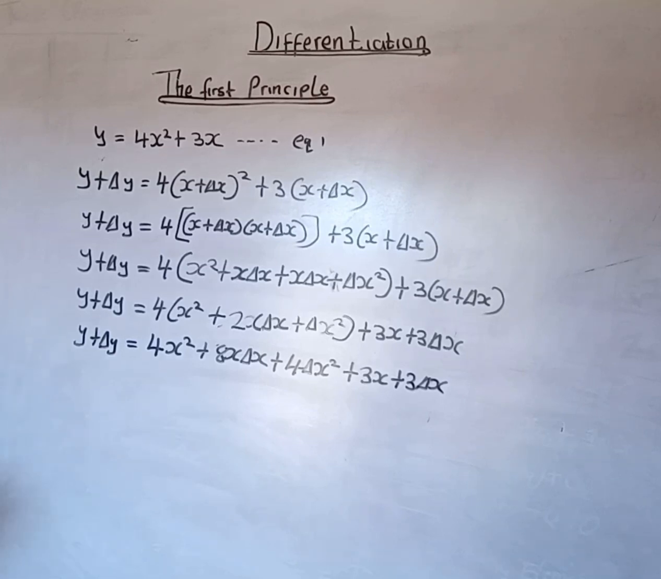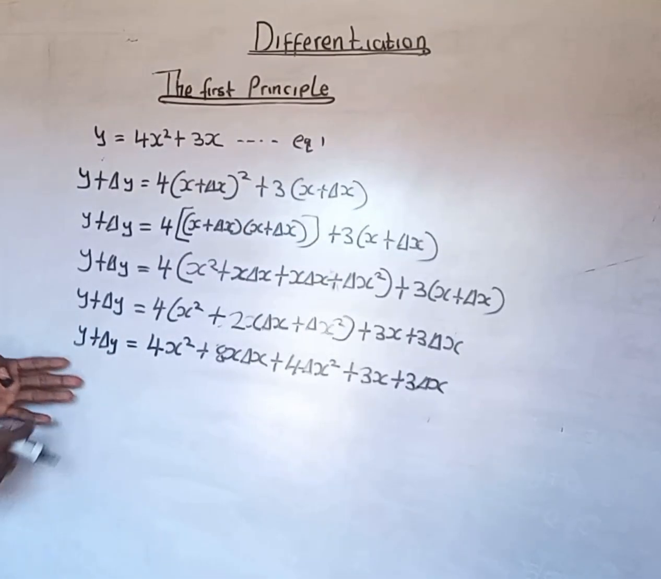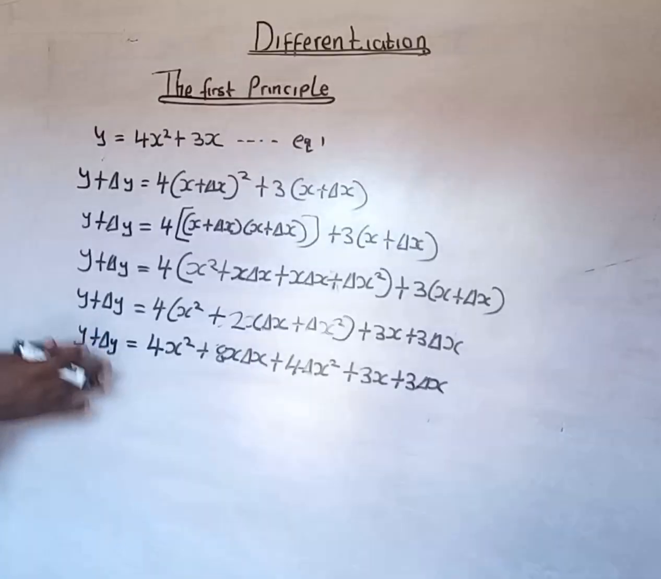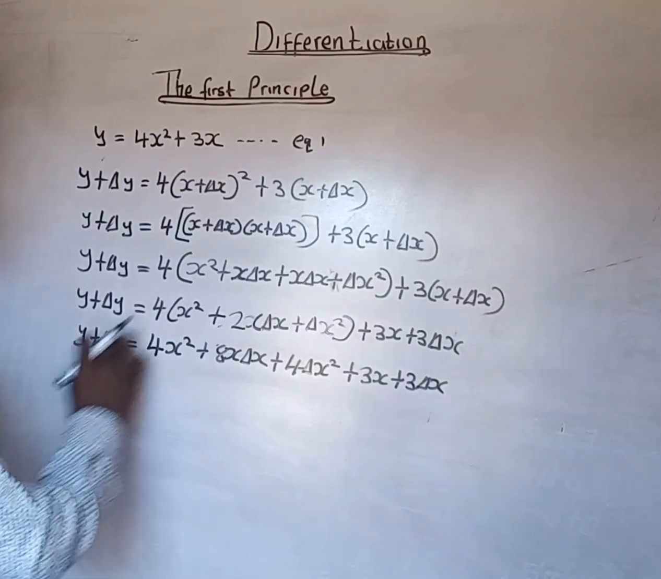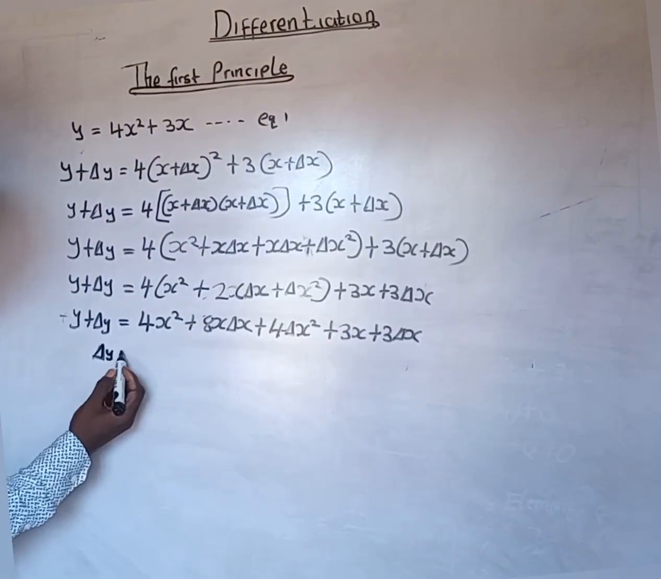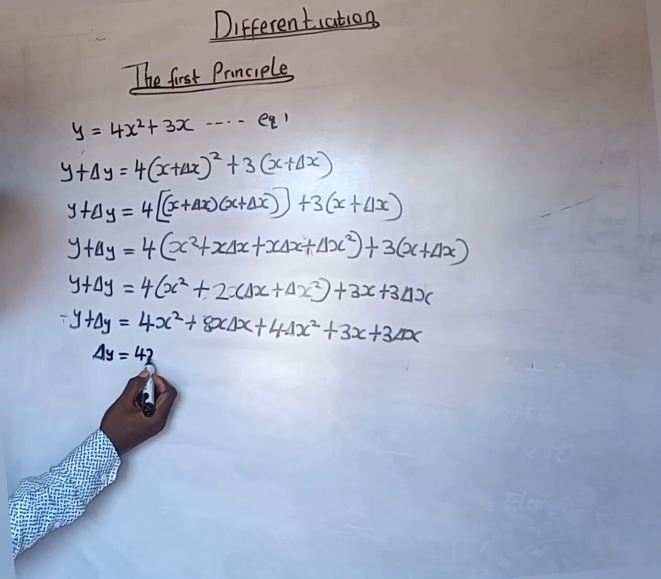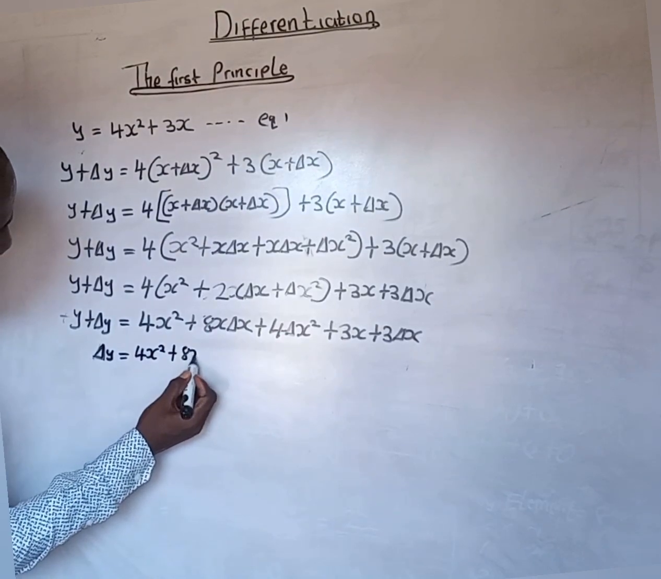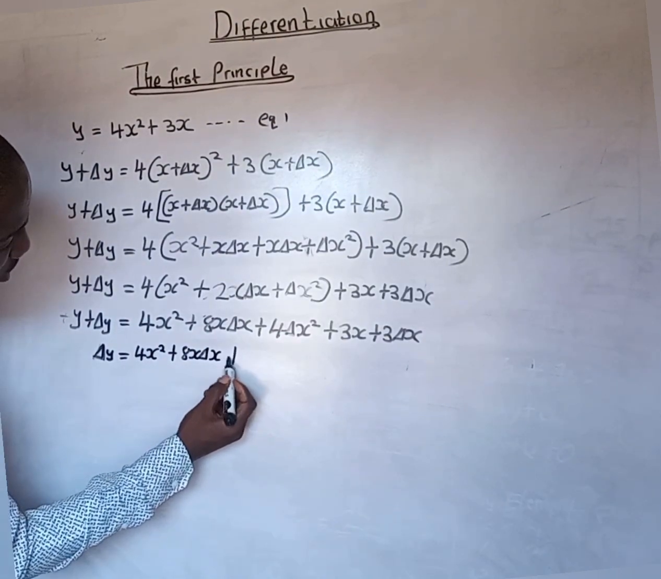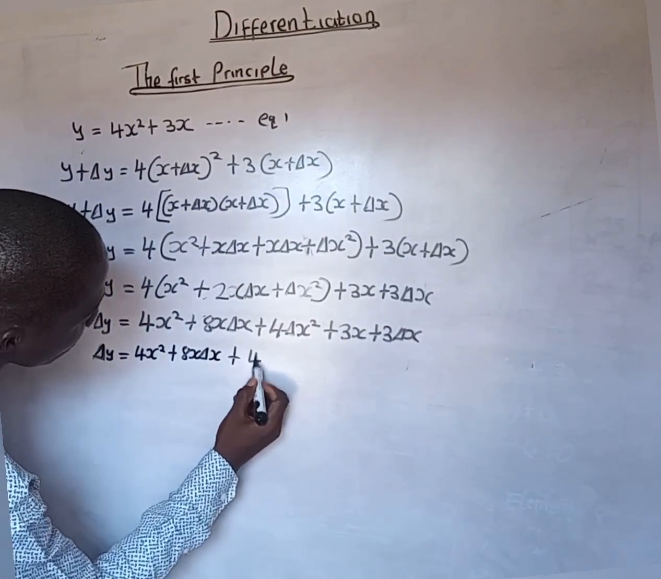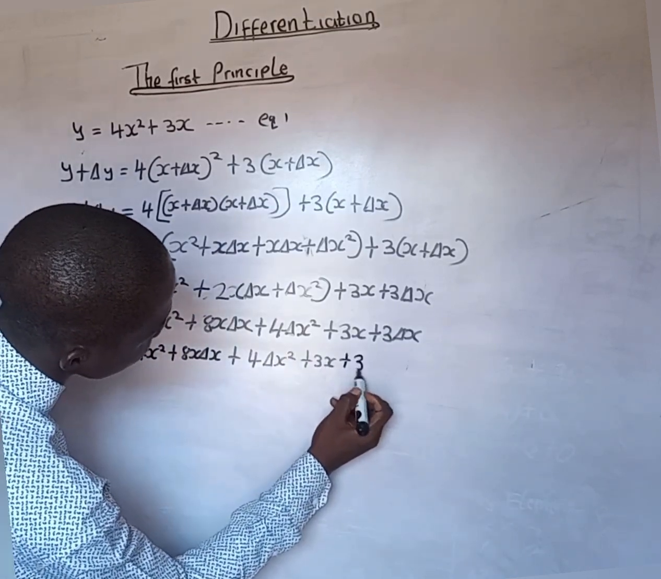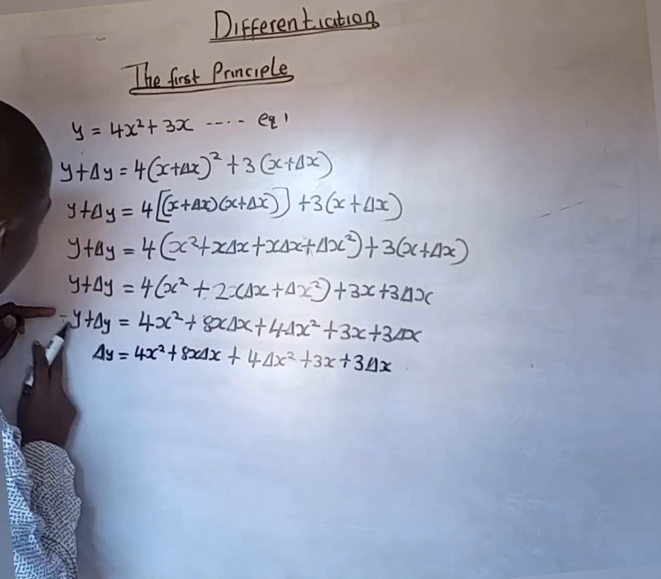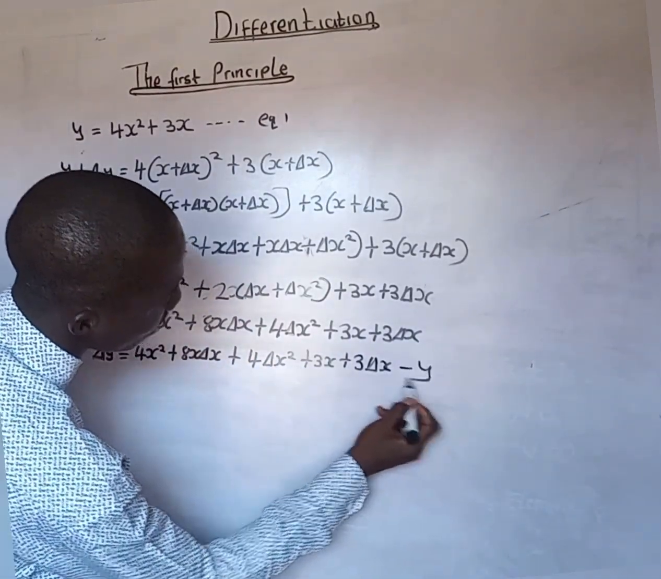The next thing, in my previous video, I told you that you're going to make change in y the subject of the relation. So in order to make change in y the subject of the relation, we have to transport y from this left hand side to the right hand side, and it is equal to 4x squared plus 8x delta x plus 4 delta x squared plus 3x plus 3 delta x. This will change to minus, so I'm going to have minus y.